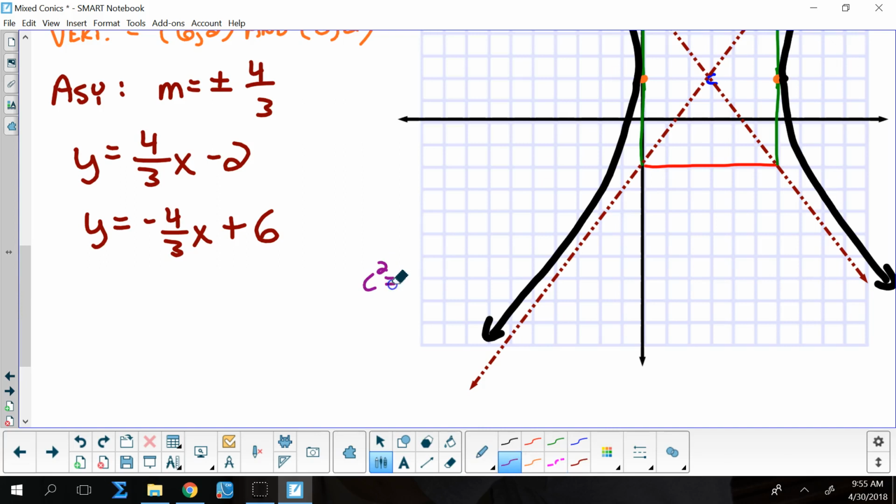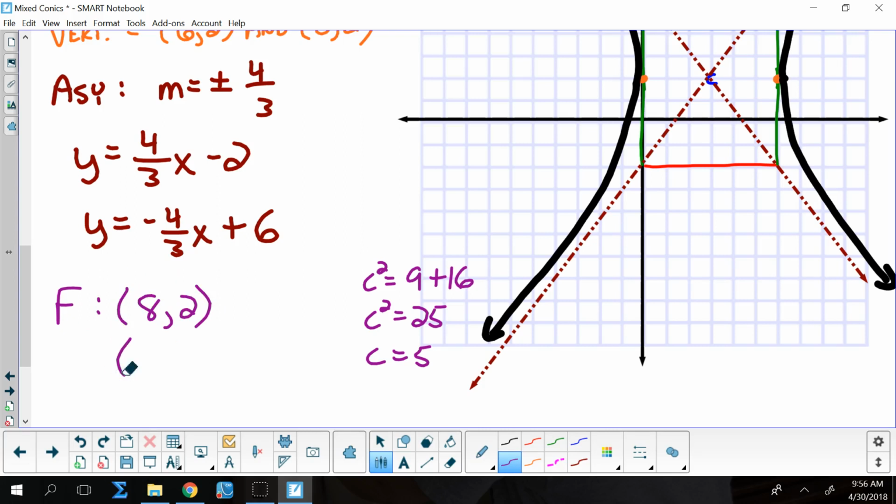C squared is going to equal a squared plus b squared. So that's going to be 25, so C is going to be 5. So my foci are going to be 5 to the right of my center, which is at 8, 2, and 5 to the left of my center, which is negative 2, 2.